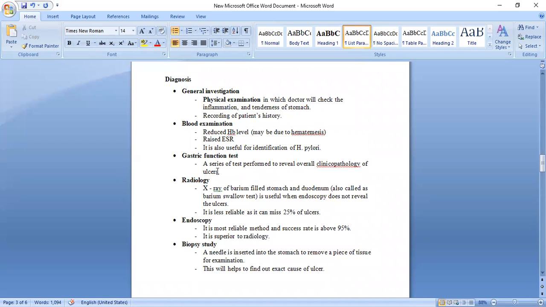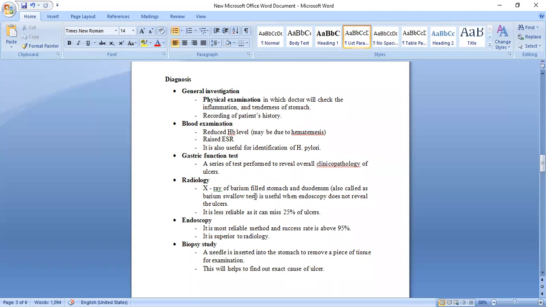Gastric function test, this is important. A series of tests performed to reveal the overall clinicopathology of the ulcers. The stomach function test means the gastric function test. We have to take the series of tests, and due to that we can understand what the problem is. And the radiology, that is the X-ray, the barium X-ray. The doctor will say that you have to take the barium on an empty stomach.